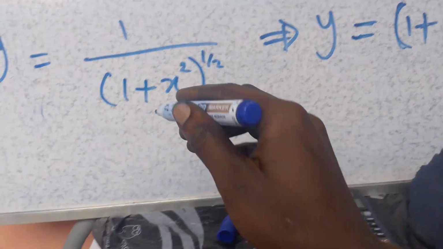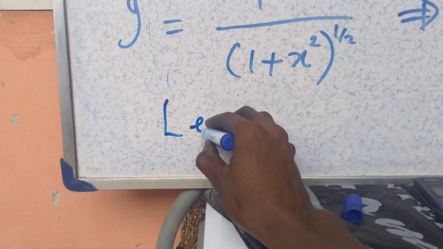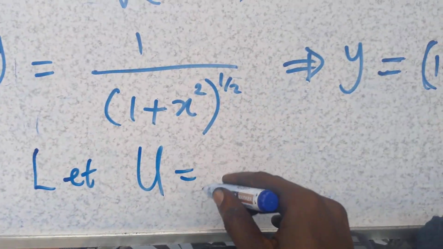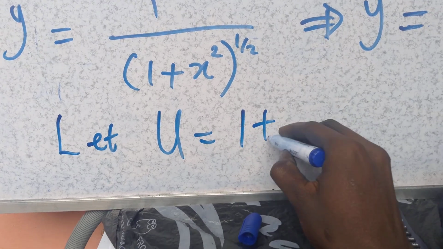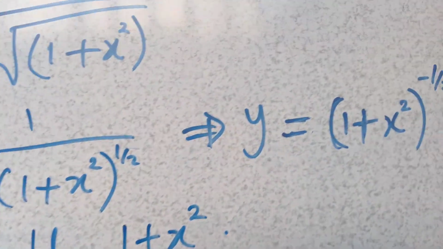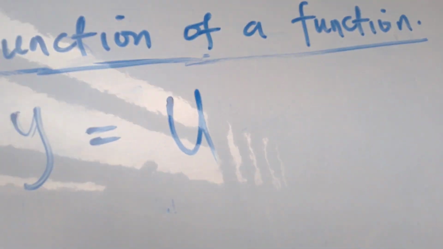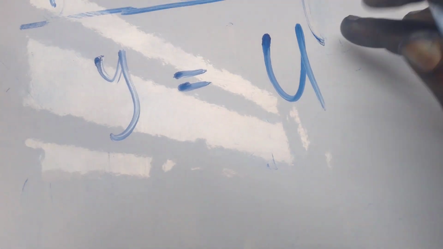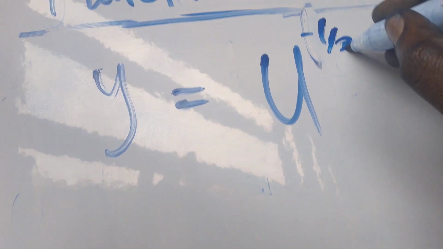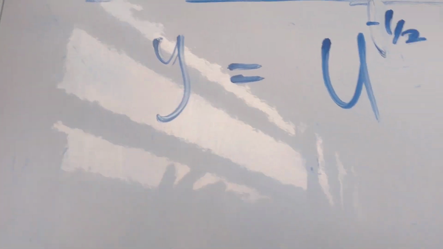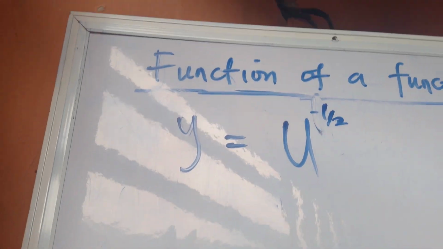Now I can say let u be equal to 1 plus x raised to power of 2. So I represent the whole of this with u. Now that means that y now becomes u all raised to power minus 1 over 2. That's the value of y. So let's find du dx.